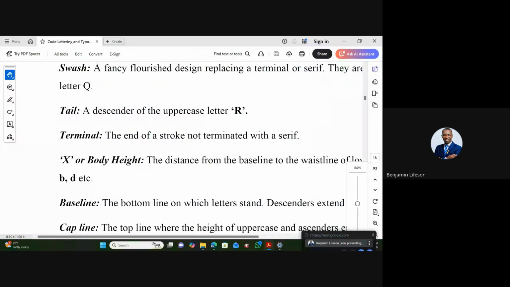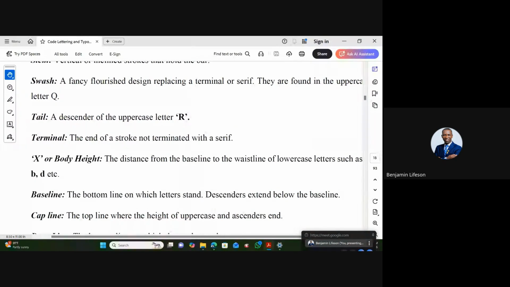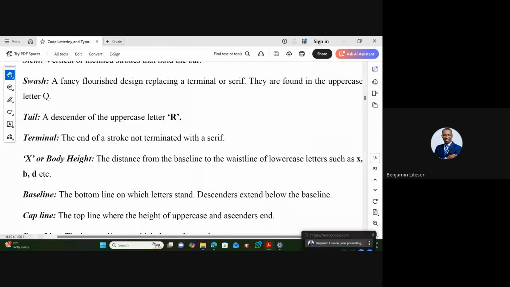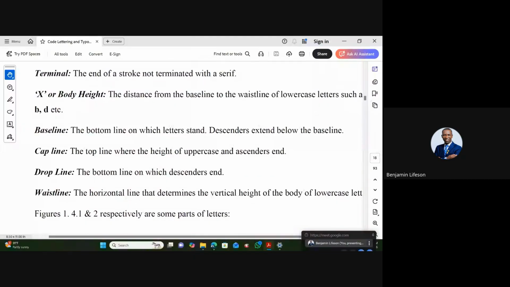Then we have the X height. I've already explained the X height, the line between the baseline and the waistline. So that is what is known as the X height or body height. Then we come to the baseline.